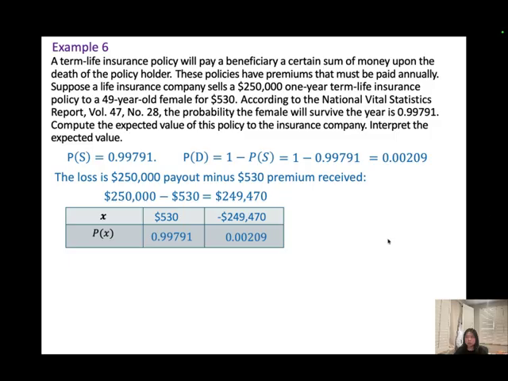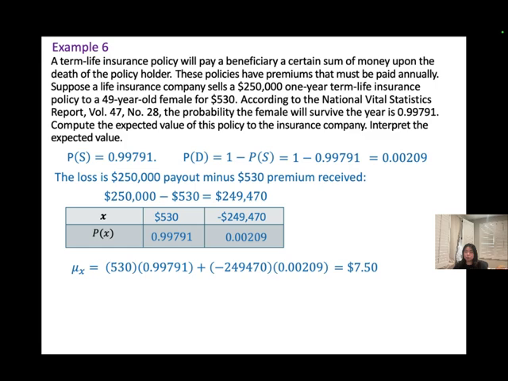Now we're going to compute the expected value. We apply the formula: x times P of x plus x times P of x. Use your calculator and you're going to get this number, 7.50.